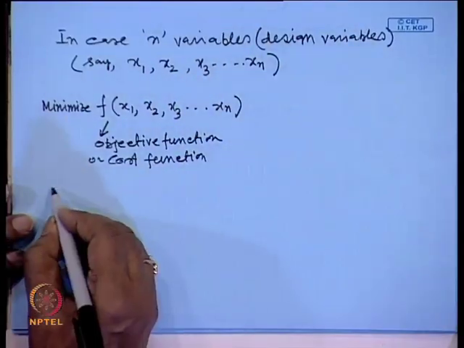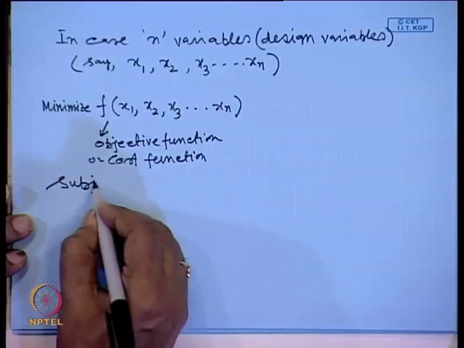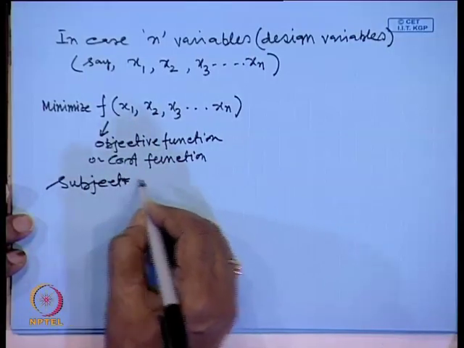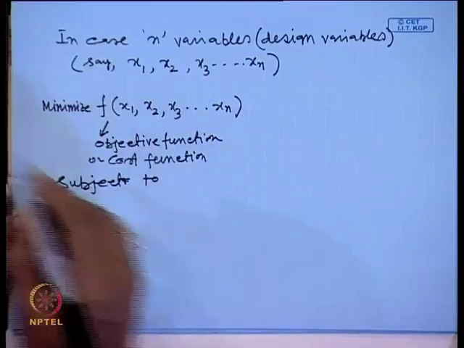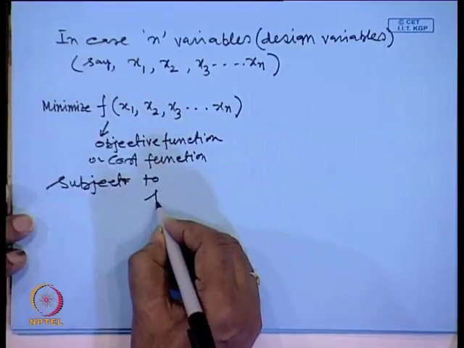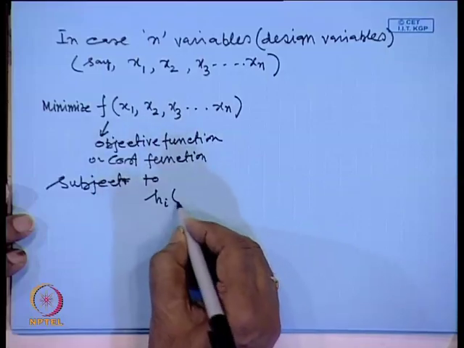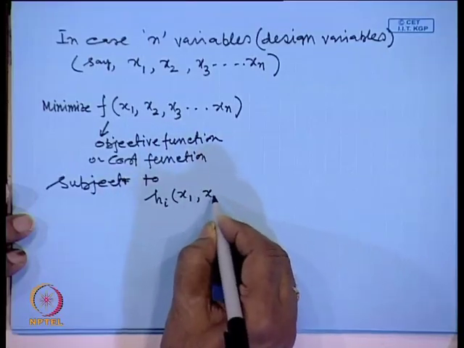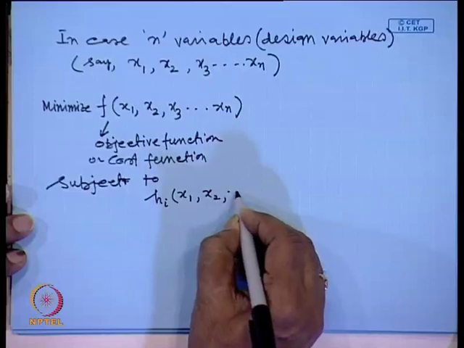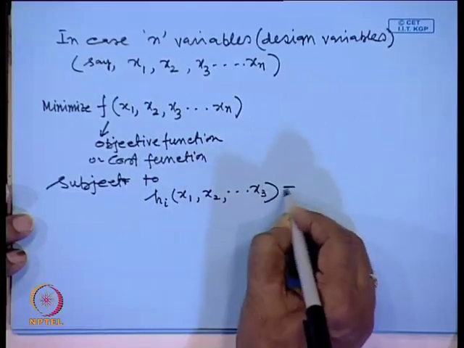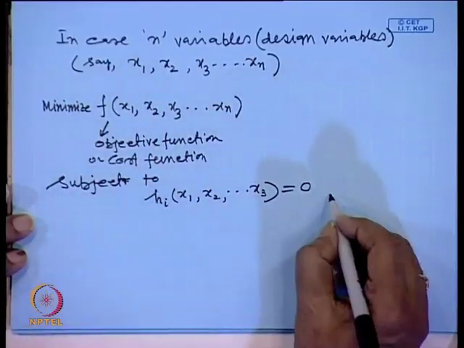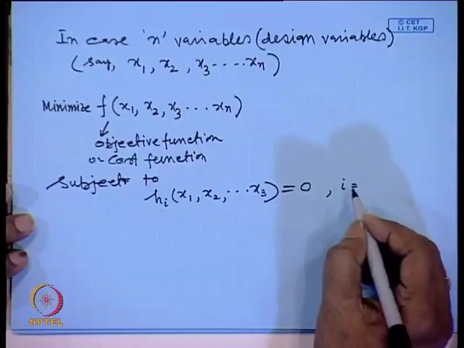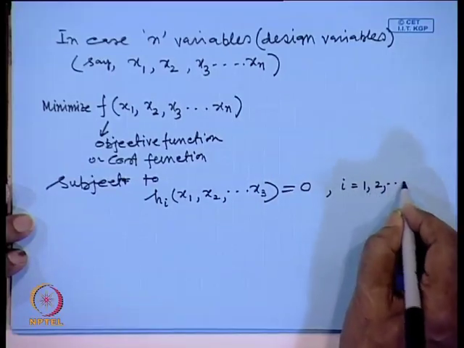Minimize this objective function, then subject to conditions. Subject to, in general, we can write h_i of x1, x2, dot dot xn equal to 0. So, this is our equality constraints h_i. How many equality constraints are there? I am writing i is equal to 1, 2, dot dot p.